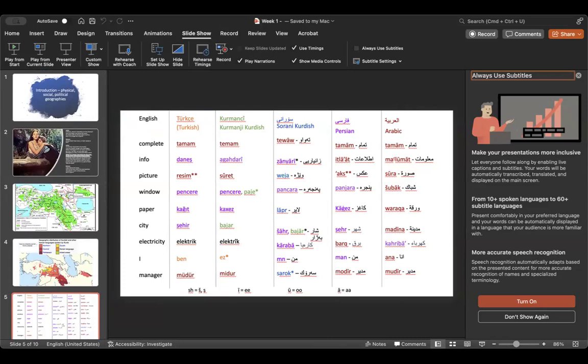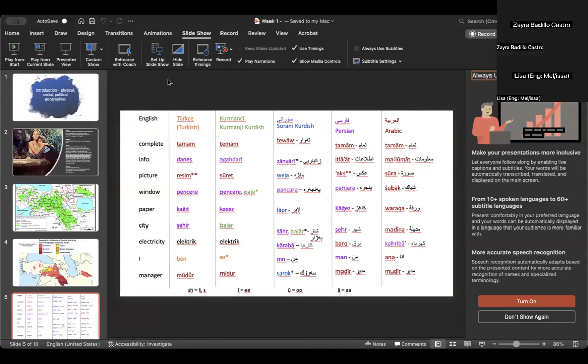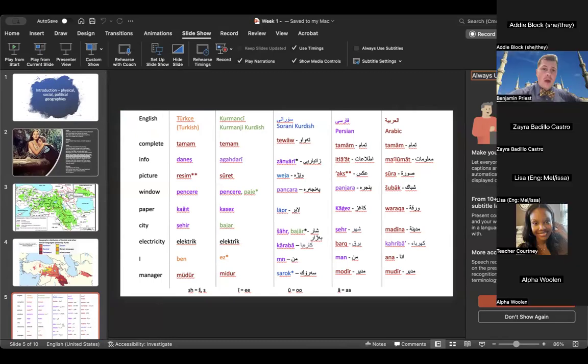But can anyone explain, just so the other people talking to, who wants to explain how Perso-Arabic alphabets are written? You mean like from the right to the left. Mm-hmm. Okay, so it's right. Go ahead.